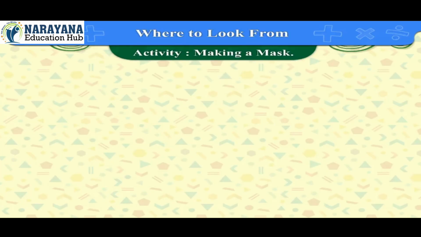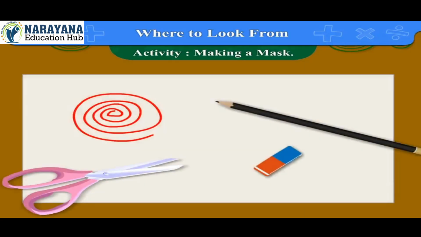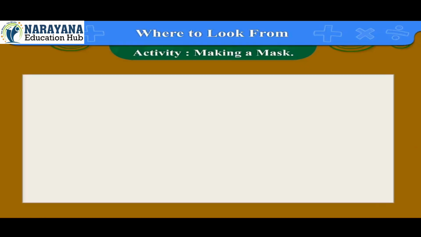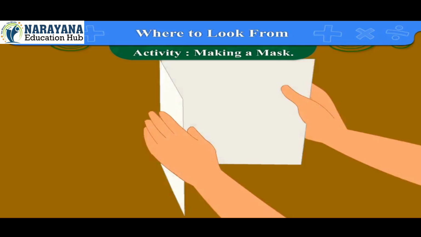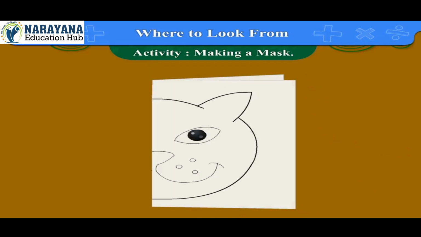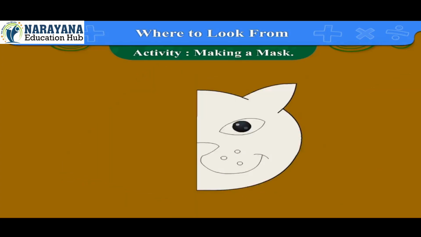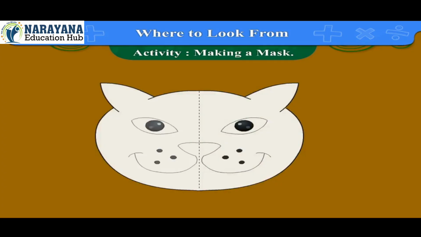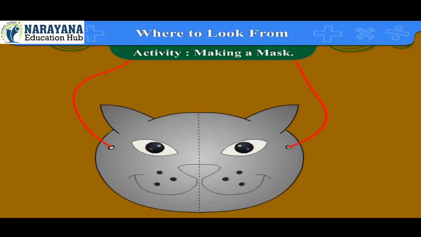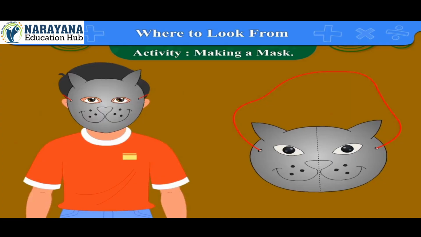Activity. Making a mask. Now, I will teach you to make a mask of a cat. Take a piece of paper, fold it in the middle. Draw the figure on one side of the paper. Cut it using a pair of scissors. Now, open the fold and draw eyes, nose, etc. in the figure. Color the picture and tie a rubber band at the back side. Your mask is ready.